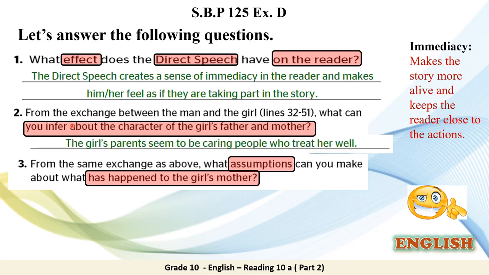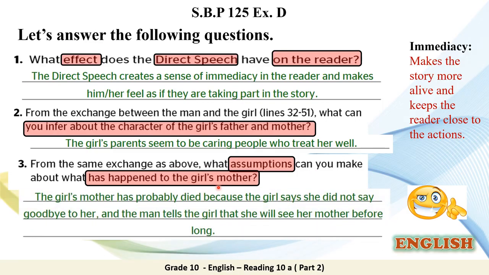Question 2. From the exchange between the man and the girl, what can you infer about the character of the girl's father and mother? So the correct answer here is, the girl's parents seem to be caring people who treat her well. Question 4. From the same exchange as above, what assumptions can you make about what has happened to the girl's mother? So the correct answer is, the girl's mother has probably died because the girl says she didn't say goodbye to her, and the man tells the girl that she will see her mother before long.